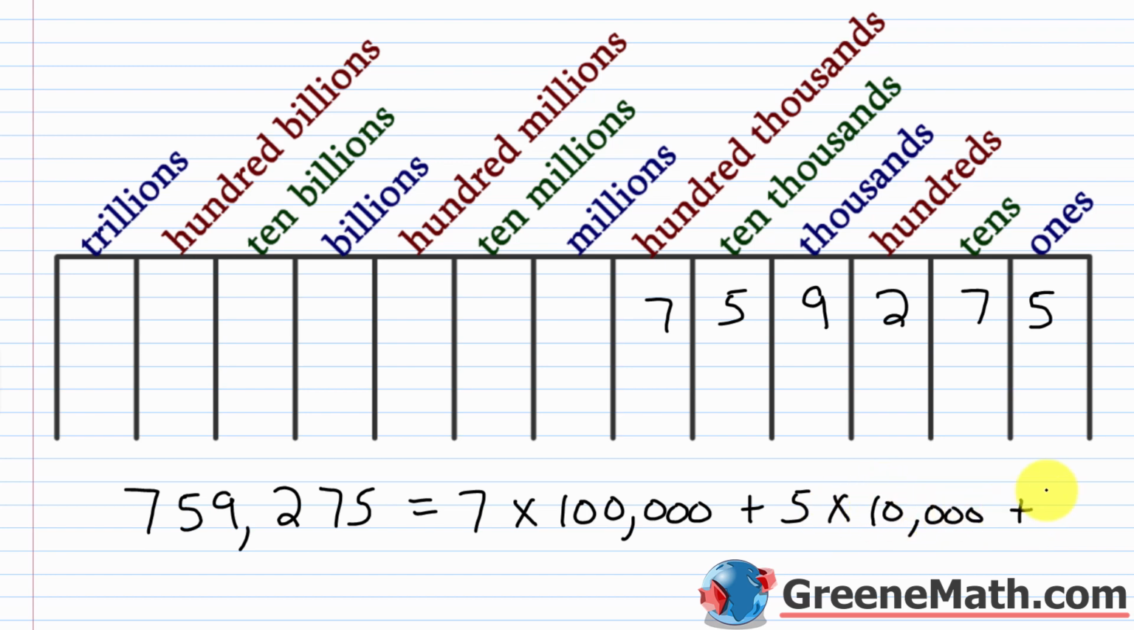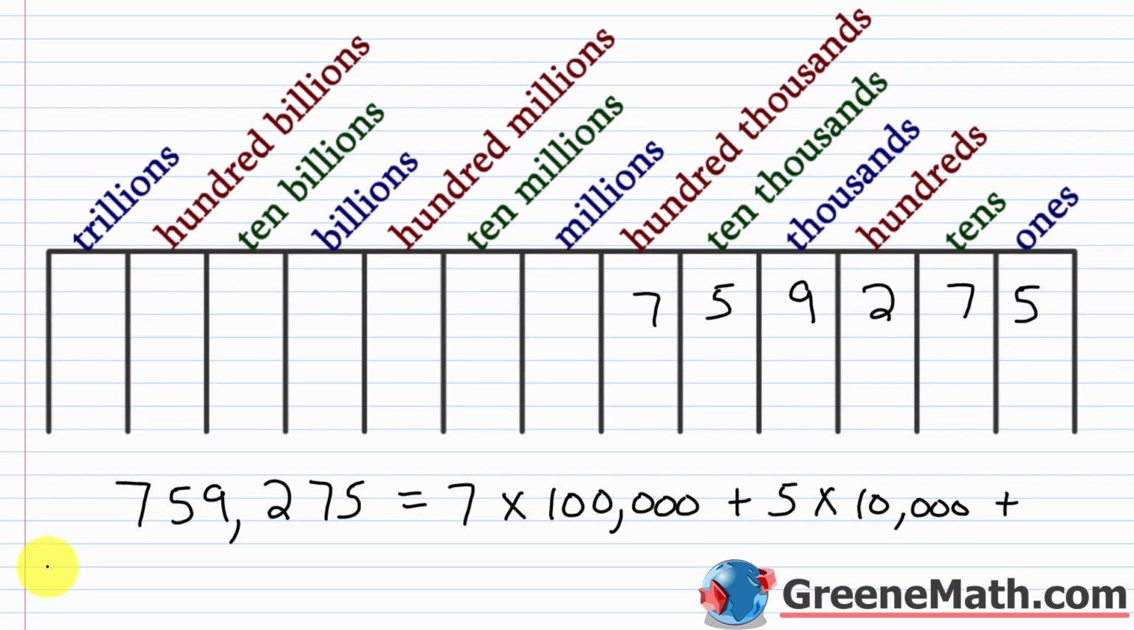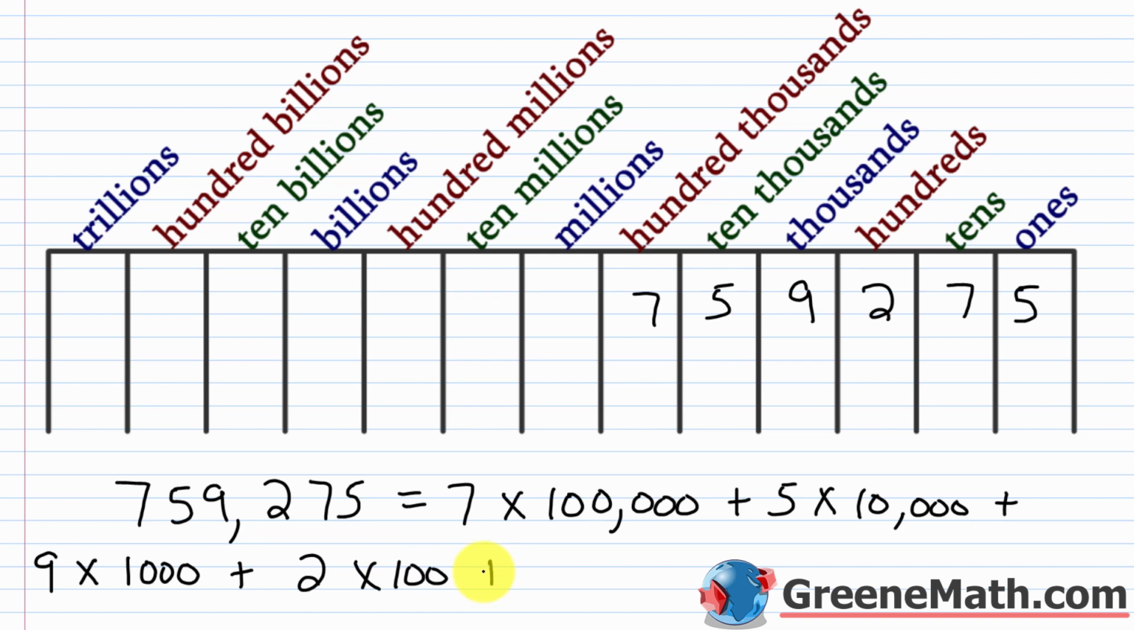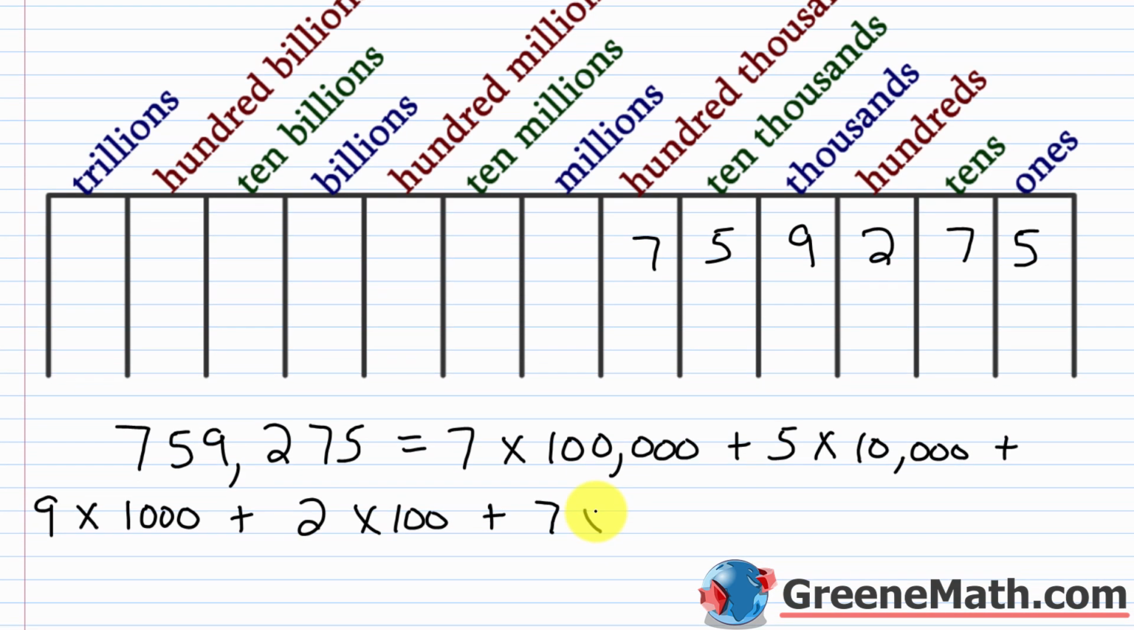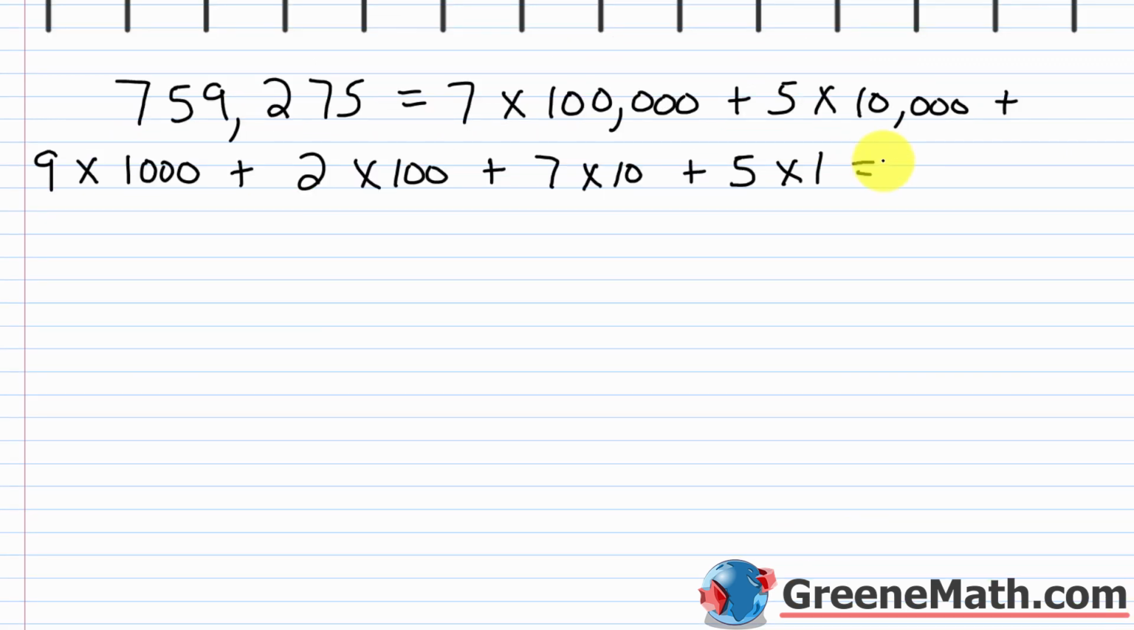Then plus, we have a 9 in the thousands place. So 9 times 1,000. Then plus, we have a 2 in the hundreds place. So 2 times 100. Then plus, we have a 7 in the tens place. So 7 times 10. Then lastly, we have plus 5 times 1. Right? We have a 5 in the ones place. 5 times 1. So we do a little multiplication.